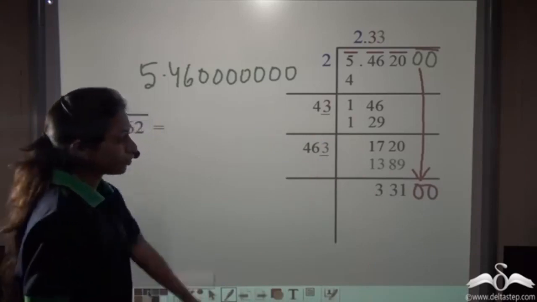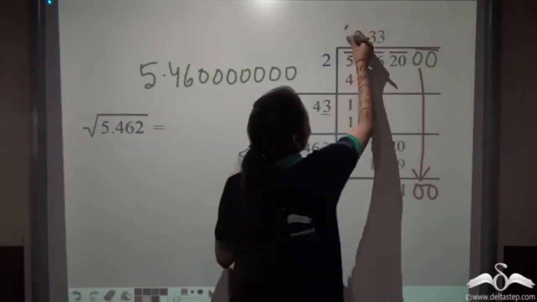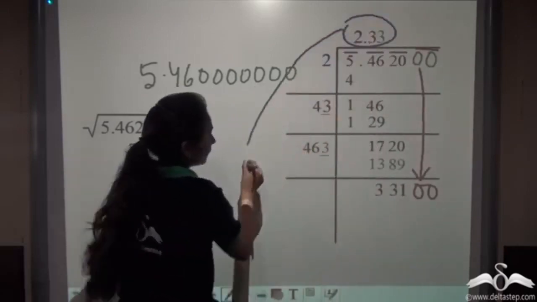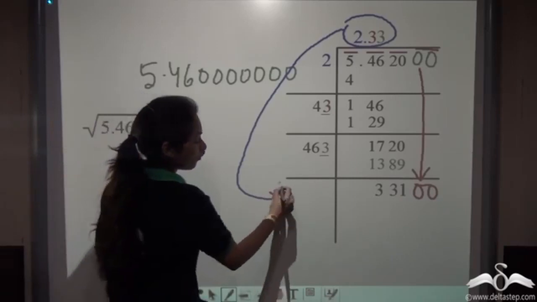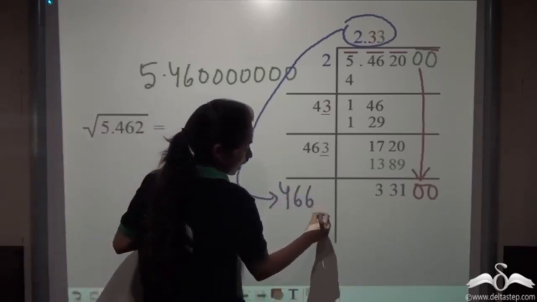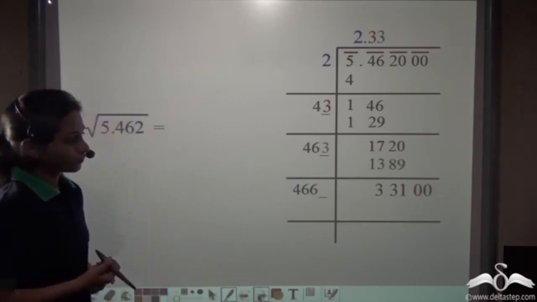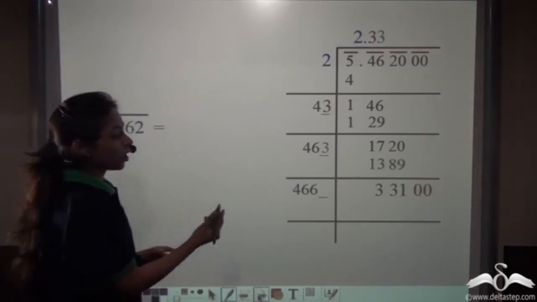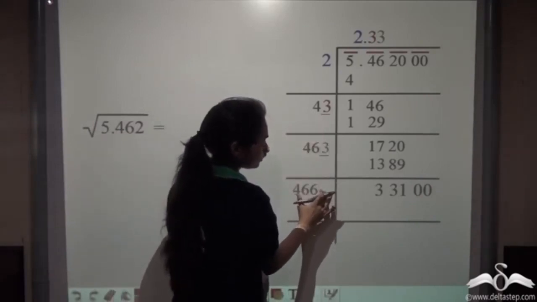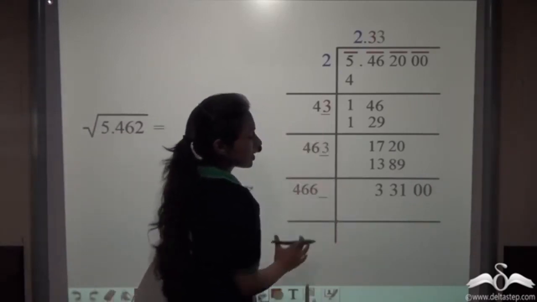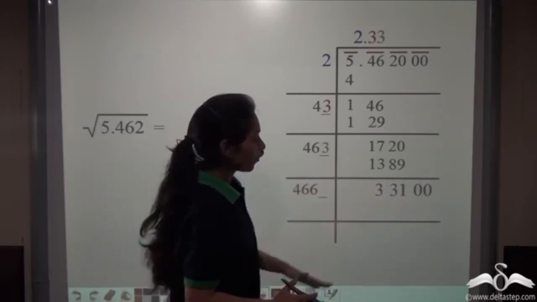Now what do I need to do? I got the new dividend. I need the new divisor. We have to double this to get the new divisor. So doubling this, what do we get? 466. Enter it with a blank on its right. Like this. Now again, the same thing will be repeated. Think about the digit here that, when multiplied with this, gets us a value equal to or less than this new dividend. What will be the digit?